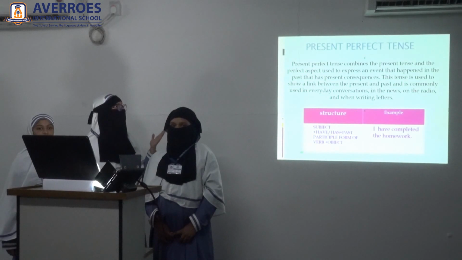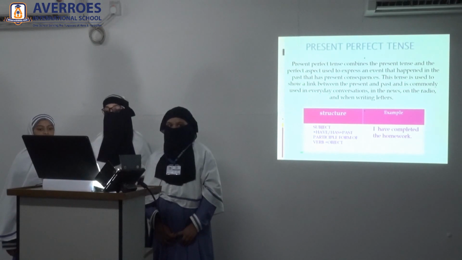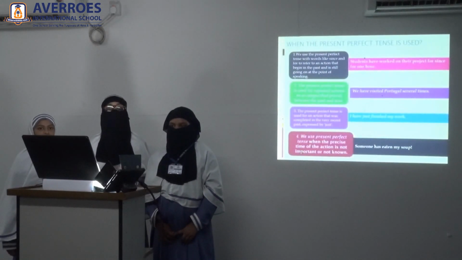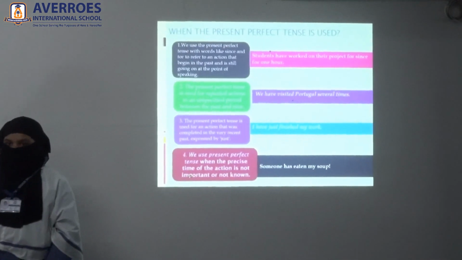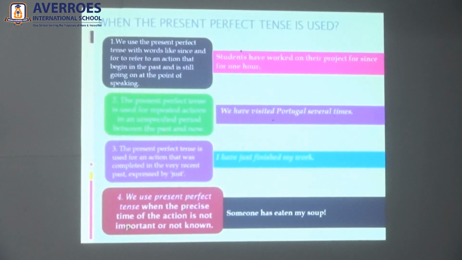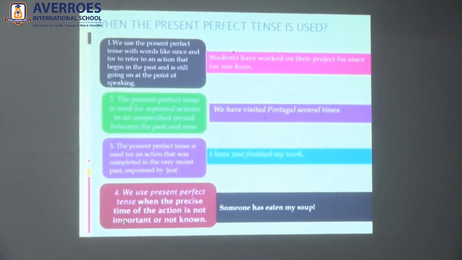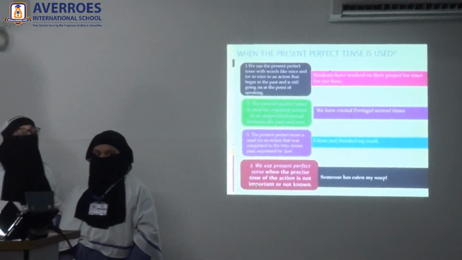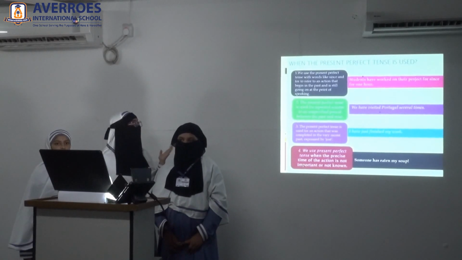The structure of present perfect is subject plus have or has plus past participle form of verb plus object. For example, I have completed the homework. When the present perfect tense is used, there are four main applications. Number one, we use the present perfect tense with words like since and for to refer to an action that began in the past and is still going on at the point of speaking. For example, students have worked on their project for 1 hour.